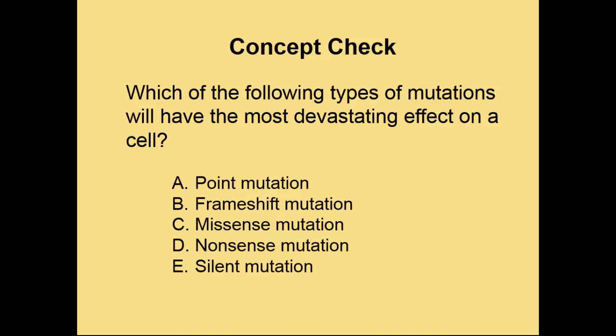Let's have a concept check here. Class, which of the following types of mutations will have the most devastating effects on the cell? A point mutation, a frameshift mutation, missense, nonsense, or silent mutation? If you can't remember, and I'd be surprised if you don't remember this one right off the top of your head after watching this video, please rewind the video, check your notes, or check the PowerPoints, or check your textbook too. Alright, pause the video, find me an answer.